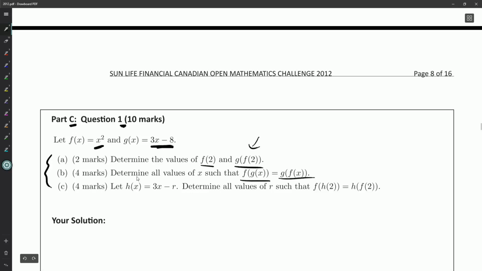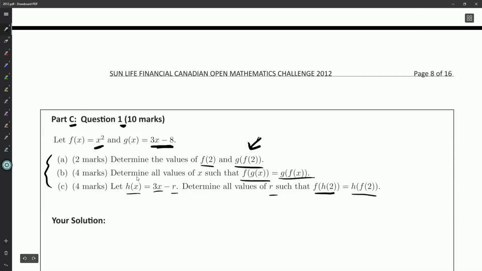And then C part, let h of x be 3x minus r. Determine all values of r so that f of h of 2 is equal to h of f of 2. I wonder if 2 is going to be an answer to B part, just because they're talking about 2 a whole lot. Anyway, determine the values of f of 2 and g of f of 2.